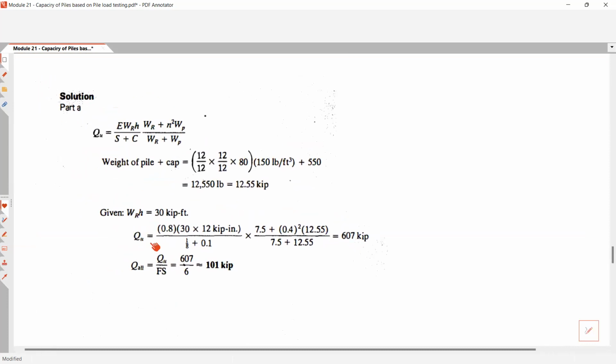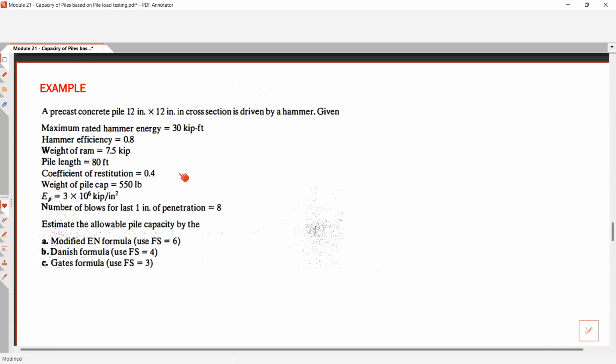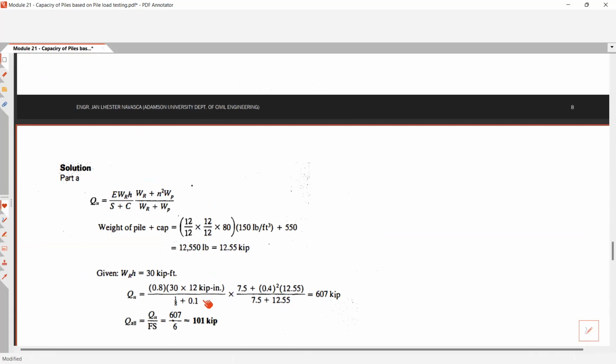Okay, your Q sub U is equivalent to 0.8. Yan yung hammer efficiency. And W, that is 30 kip-feet. Convert it all in inches para the same tayo lahat. So times mo siya sa 12. Okay. Divide it by S plus C.